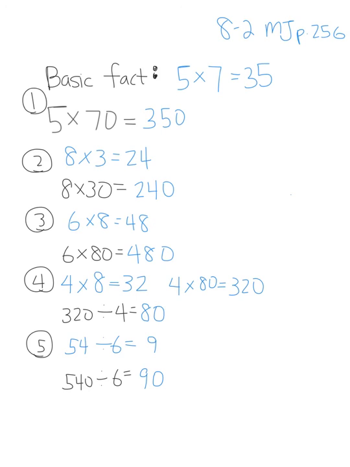I could have also used multiplication for this. So going back, I could add 6 times 9 equals 54 as another basic fact that I could have used. And even with number 4, we could have used 32 divided by 4 equals 8.